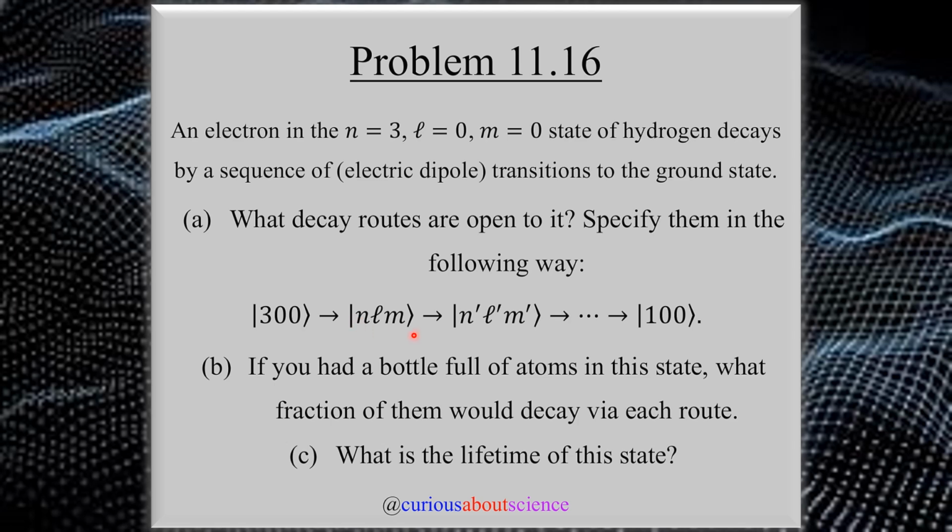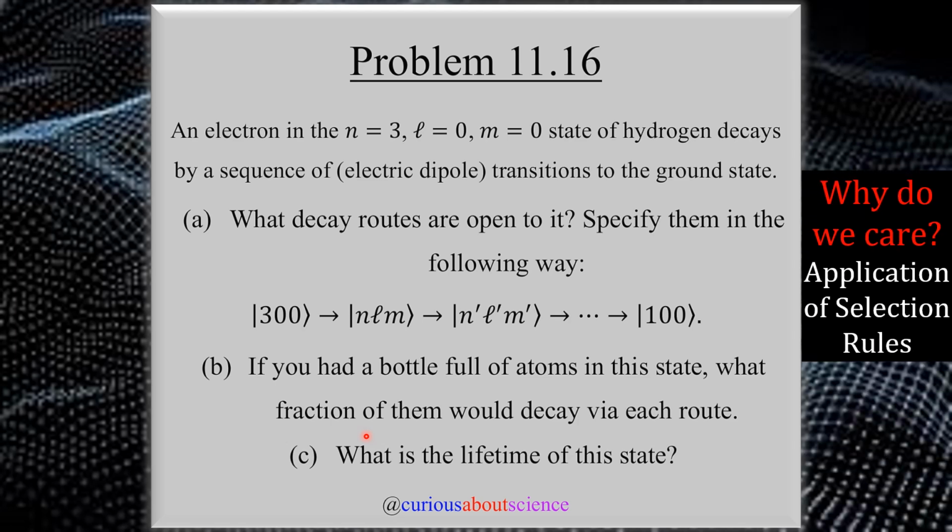Specify them in the following way: 300 to some other level, l m, some other level, n prime, l prime, all the way to the ground state. Part B, if you had a bottle full of atoms in this state, what fraction of them would decay with each route? And then C, what is the lifetime of this state? Okay, now this one is kind of tricky because what we're really asking for is how long does it stay in the 300 state and then get to the first transition.